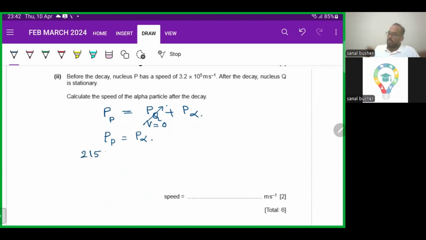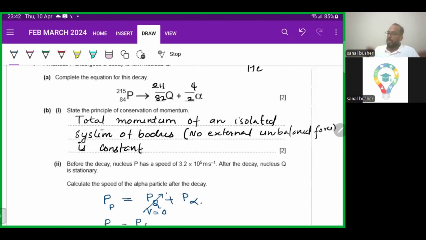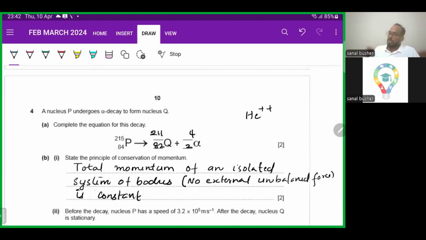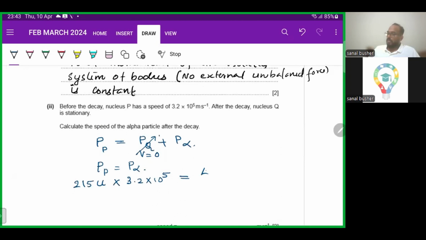215 u multiplied by the velocity, 3.2 into 10 to the power 5. This is the momentum of P, which is equal to the momentum of the alpha particle. Alpha particle has 4 nucleons, right? So the mass will be 4 times u multiplied by velocity, which is what you want to find out, the speed of the alpha particle.